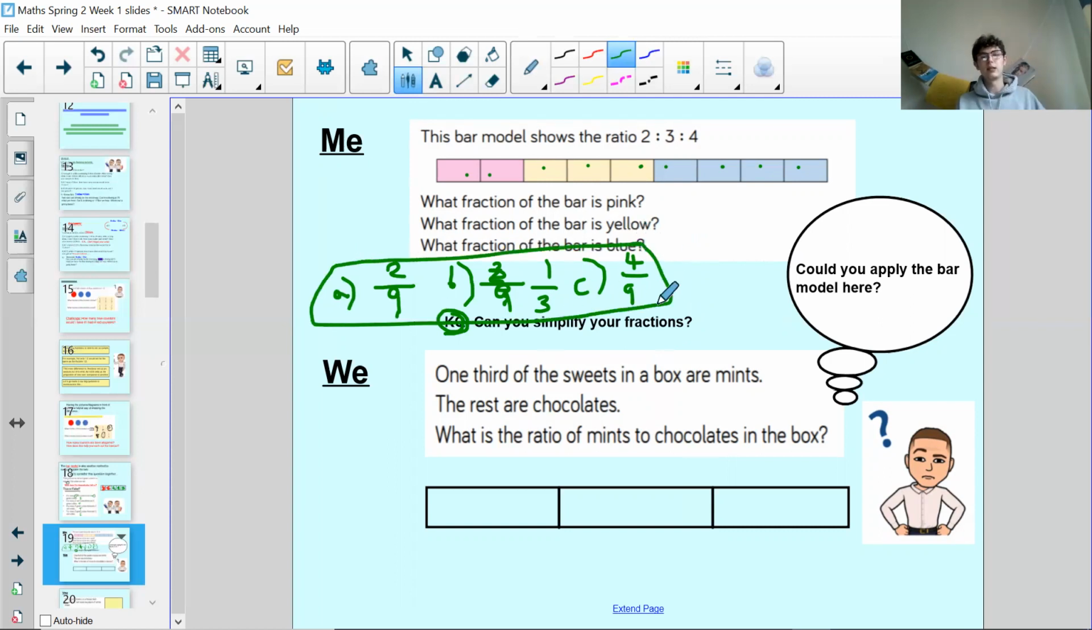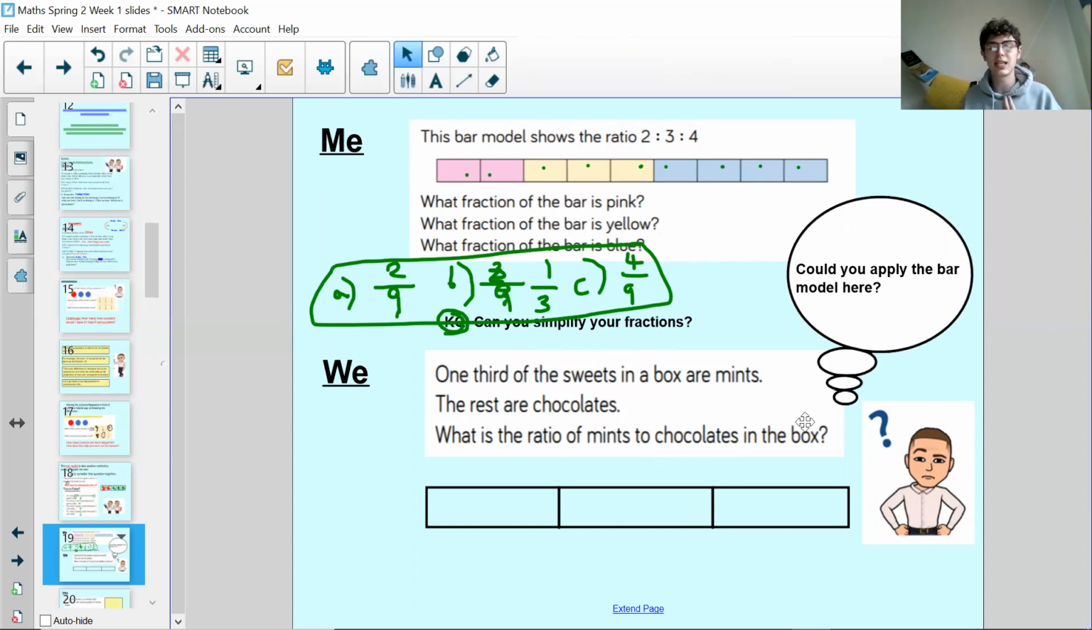So now on to we. 1/3 of the sweets in a box are mints, okay? The rest are chocolates. What is the ratio of mints to chocolates in the box? So you can see, I've got the question, could you apply the bar model here? And yes, I've written the bar model up.